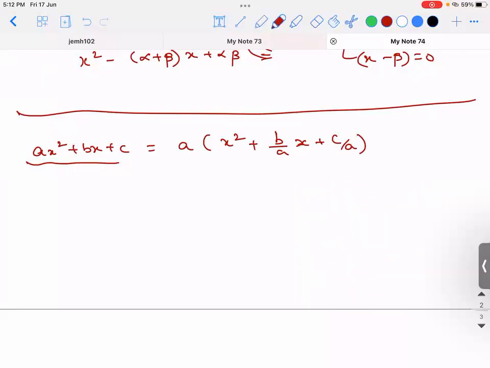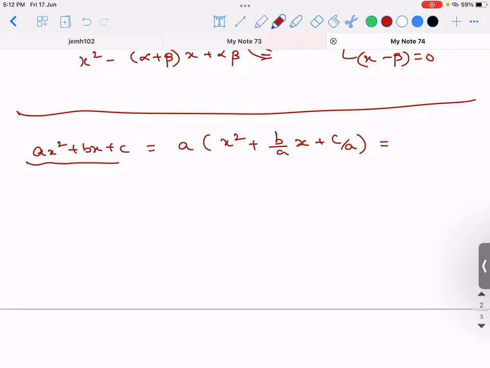So what we are trying to find out is the answer for it. I took that a outside: a into x square plus b by a x plus c by a. So you understood? I need to divide the whole expression by that a. When I divide a with a, it is 1, then b by a, plus c by a. I am saying this is a multiple.